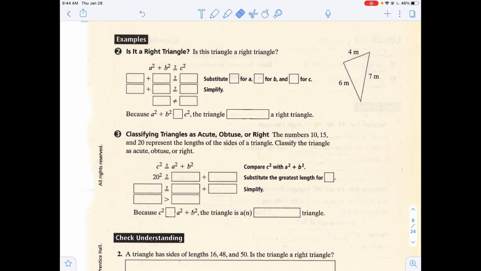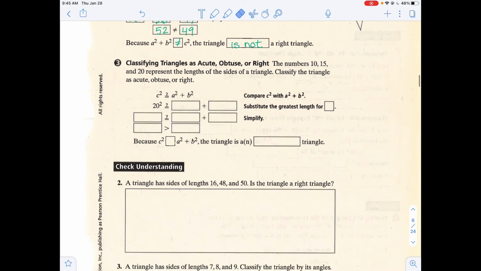Example 2 says, is this triangle a right triangle? So a squared plus b squared equals c squared. We're trying to see if that works. So we're going to put in 4 for a, 6 for b, and 7 for c. The longest side always goes where c is. So 4 squared is 16, 6 squared is 36, and 7 squared is 49. Then if we add 16 plus 36, we get 52, and that does not equal 49. So since a squared plus b squared does not equal c squared, the triangle is not a right triangle. It has to work for that to be a right triangle.